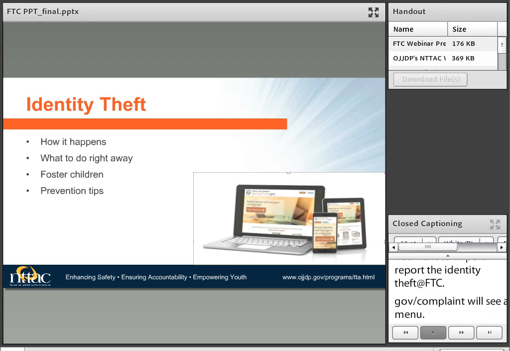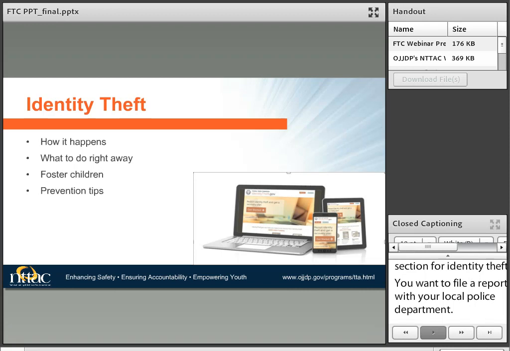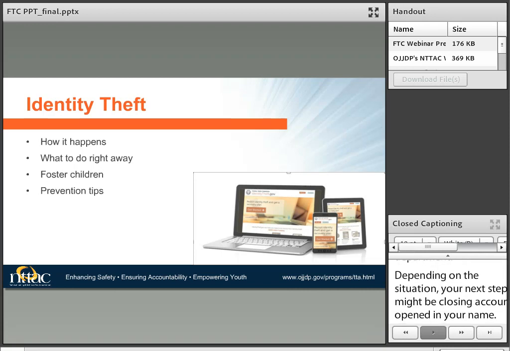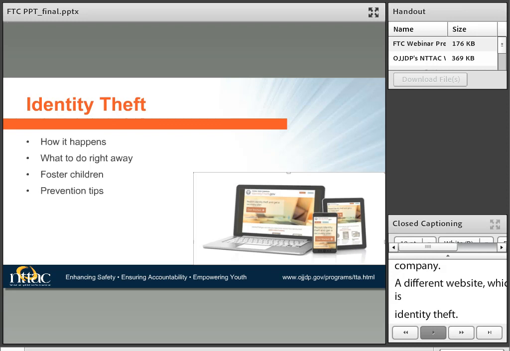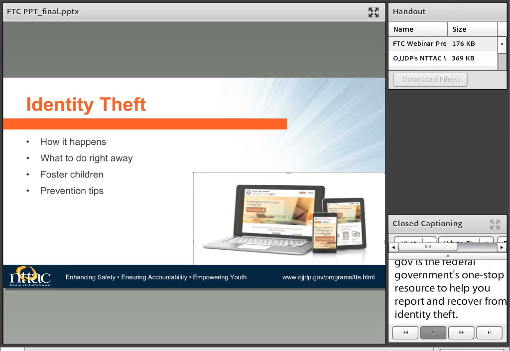Now, depending on the situation, your next step might be closing accounts opened in your name or reporting fraudulent charges to your credit card company. A different website, which is identitytheft.gov, can help no matter what your specific identity theft situation is. And identitytheft.gov is the federal government's one-stop resource to help you report and recover from identity theft. The site provides step-by-step advice and helpful resources like easy-to-print checklists and sample letters.